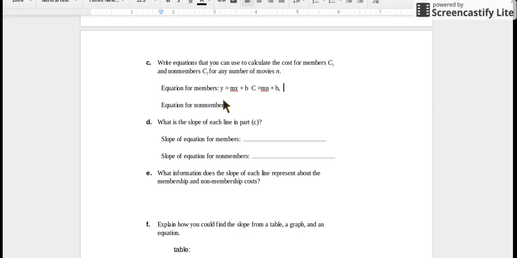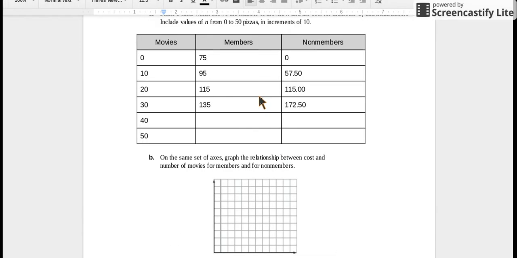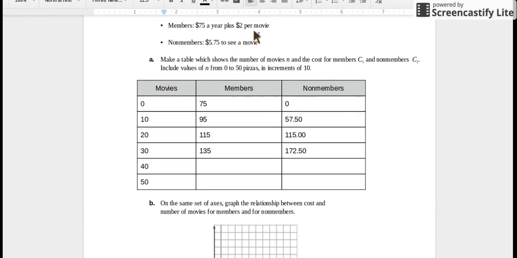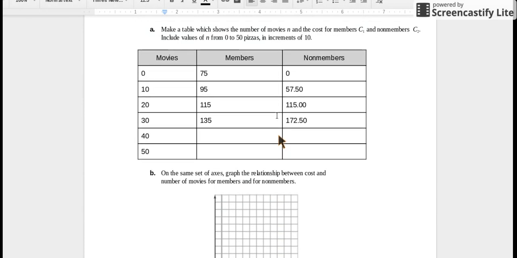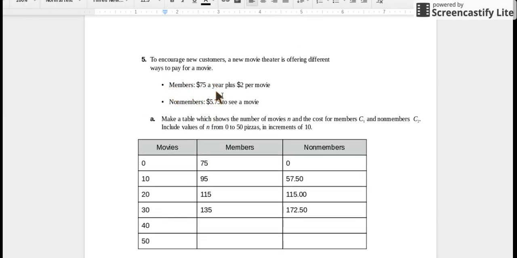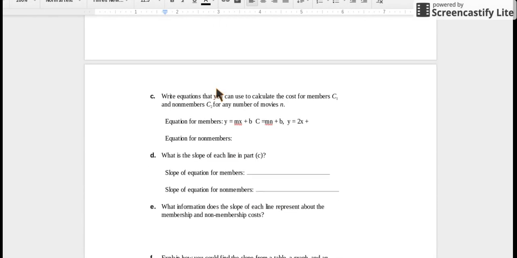As long as you have the concept of how to write an equation, you're good. So you could have y equals, and then whatever your rate of change was. Your rate of change was the amount it costs per movie. So your rate of change per movie. And then you'd have your b, which is your starting point or your y-intercept. So you can either refer back to your table, your y-intercept, your starting point, or look at your members' information. You start off with $75 a year. So your starting point would be 75.